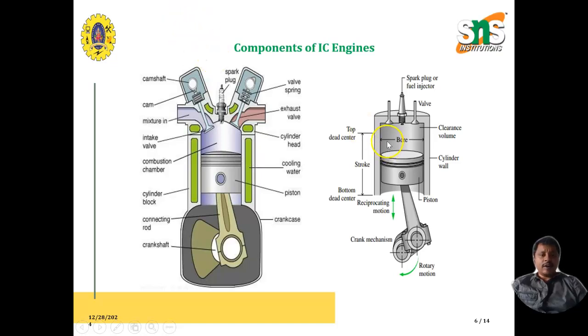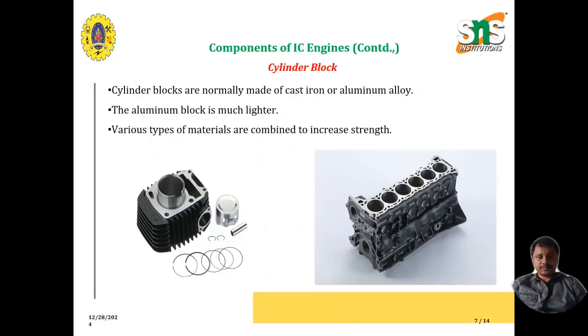You can see the terminologies on the right hand side of the slide. There are different terminologies: top dead center, bottom dead center. The stroke is the traveling distance of the piston. The clearance volume is the combustion part of the engine. So these are the different terminologies used in engines.